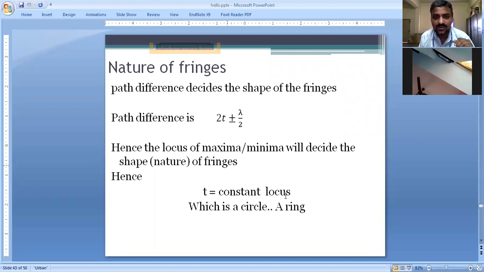Okay, what is the t equal to constant locus? Please try to understand. What is the t equal to constant locus? Let me go back to the previous picture.